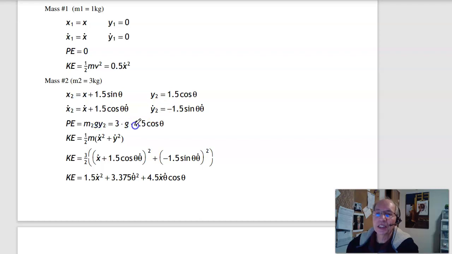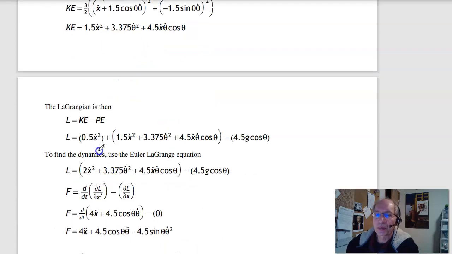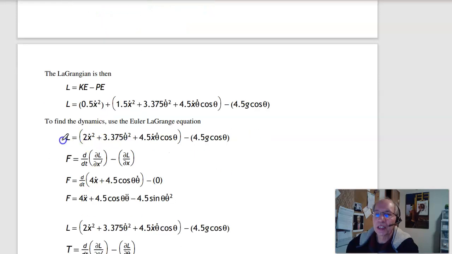Potential energy is mgy. Kinetic energy is 1/2 mv squared. Substituting x dot squared and y dot squared, multiplying it all out, cosine squared plus sine squared is 1. Got the cross terms. Here's the kinetic energy. The Lagrangian then is kinetic energy minus potential energy. So here's the first mass, the second mass, grouping the terms together. Here's the Lagrangian.